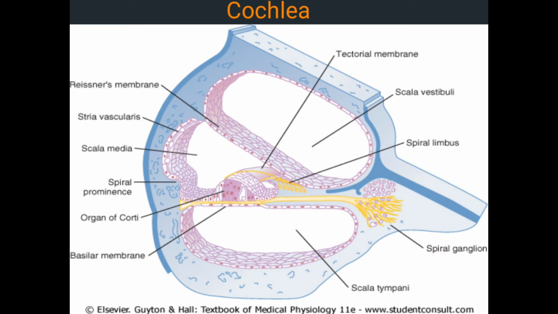So the scala vestibuli is a compartment above the vestibular membrane and is filled with perilymph. The scala media is a compartment between the vestibular membrane and basilar membrane, and this space is filled with endolymph, which is rich in potassium ions. This endolymph is secreted by a layer of fibrous vascular tissue called the stria vascularis, present on the lateral wall of the scala media. On the basilar membrane is located the organ of Corti, which contains the receptors for hearing. The scala tympani is a space below the basilar membrane and is filled with perilymph.